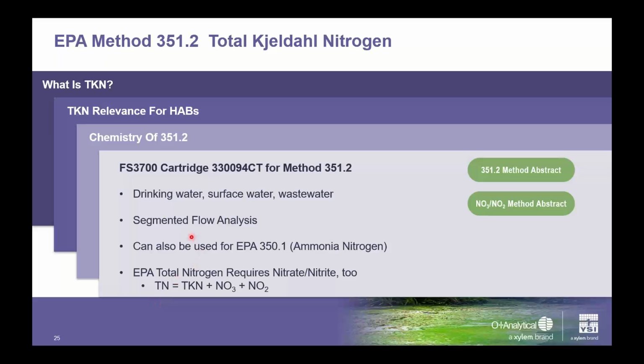But this method that I'm talking about, for those of you familiar, this is called a segmented flow analysis method that we perform on the ACA. And you can also use the same cartridge as I was just mentioning to do EPA method 350.1. Then you'll have to buy another cartridge to do nitrate and nitrite if you feel like you need to measure those to get your additive measurement of total nitrogen.